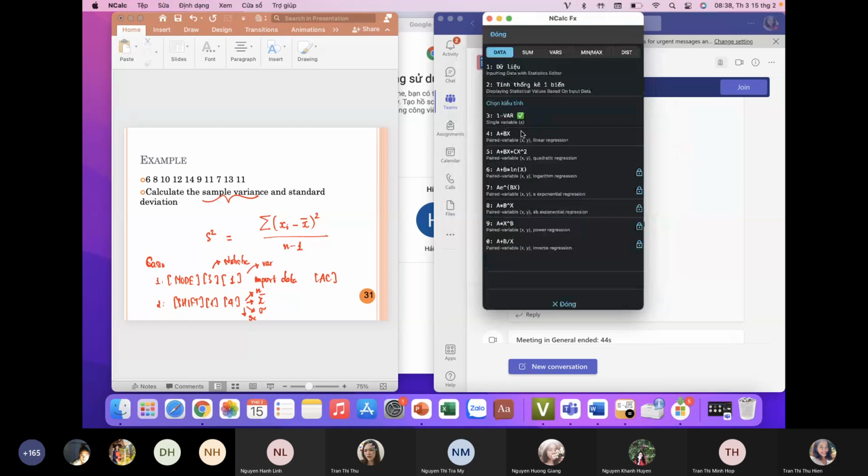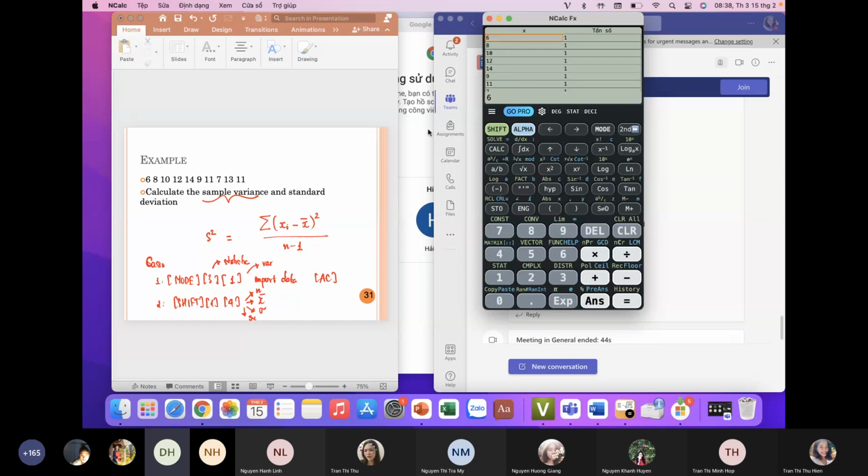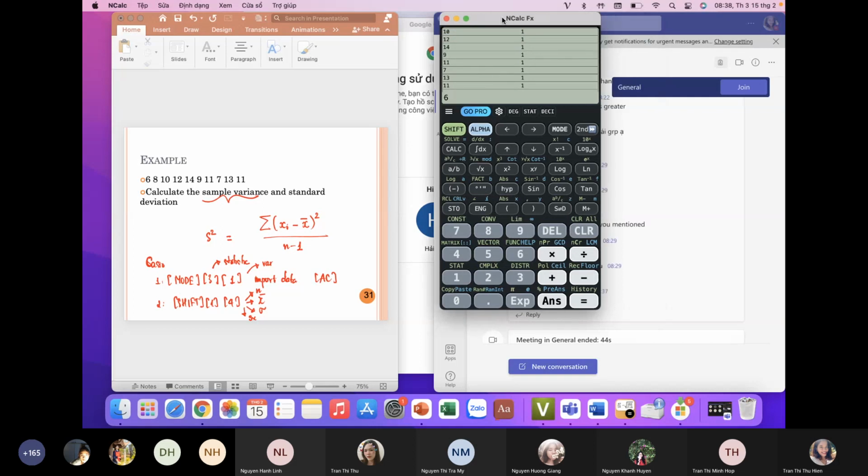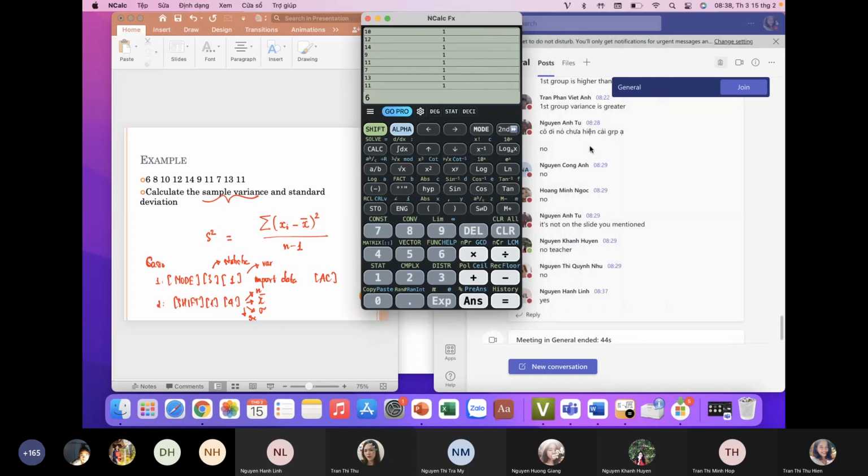Okay, and after that, I have some observations here, and I would like to input the data with the statistics editor, right? So I will choose the first option. Here I will import the data into my table. The first column is the observation, and the second column is the frequency for each observation. I import the data here: 6, 8, 10, 12, and all the data. I will spend 1 minute for you to import the data in your calculators.